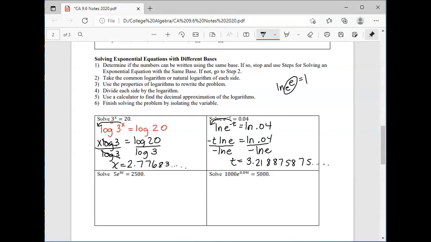So when you can't get the bases to be the same, you're going to take the log of both sides. Okay, so here's another one.